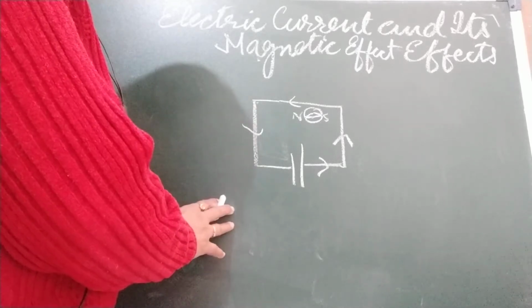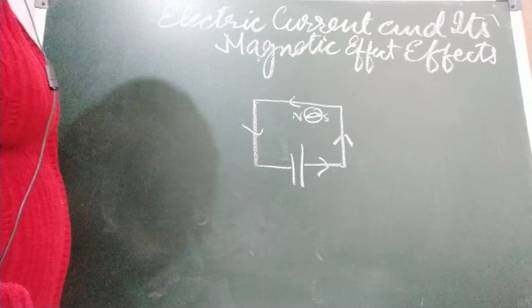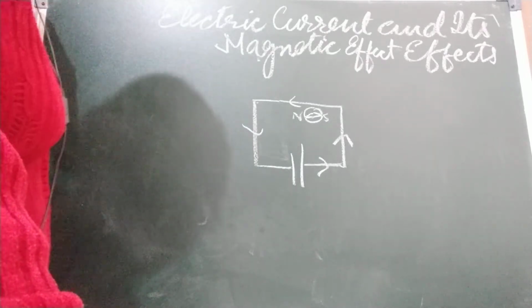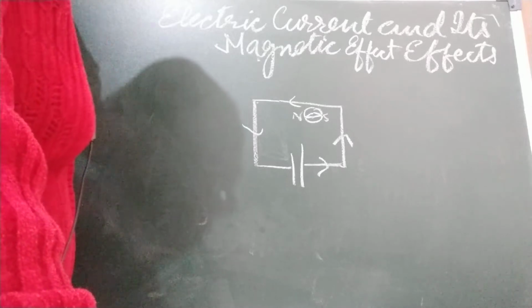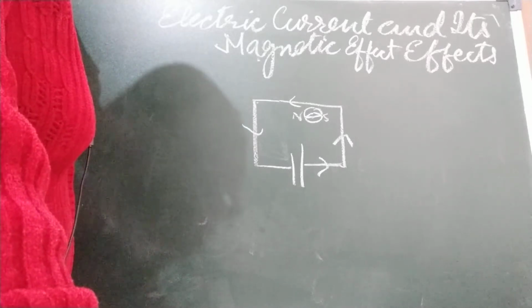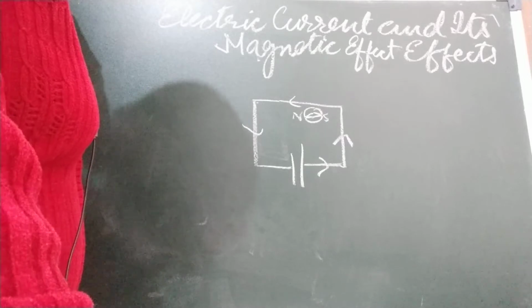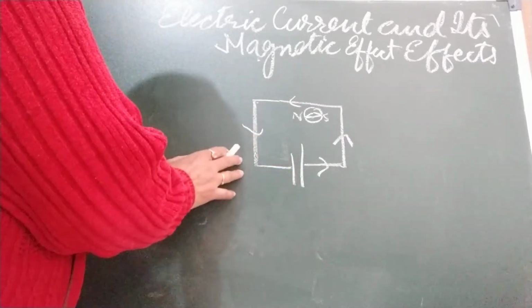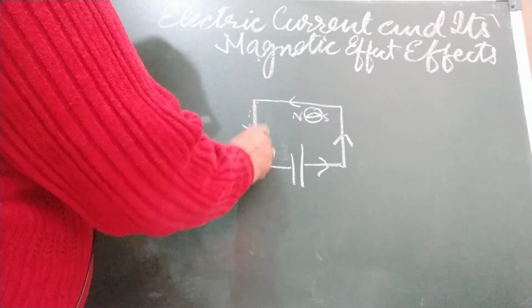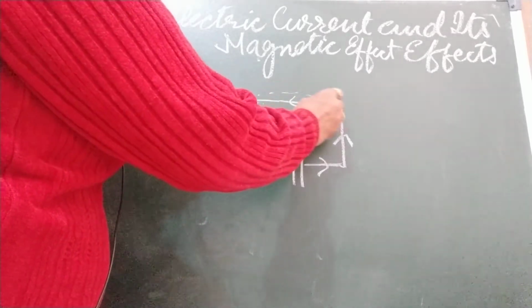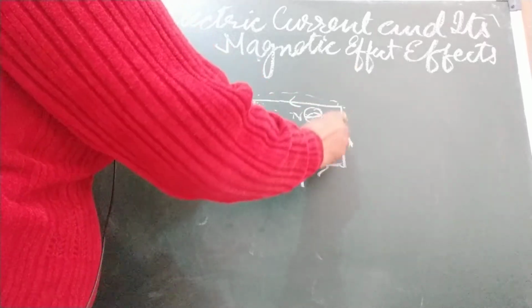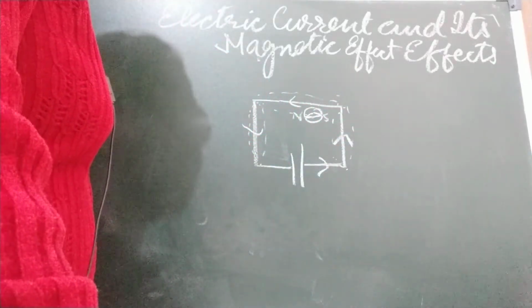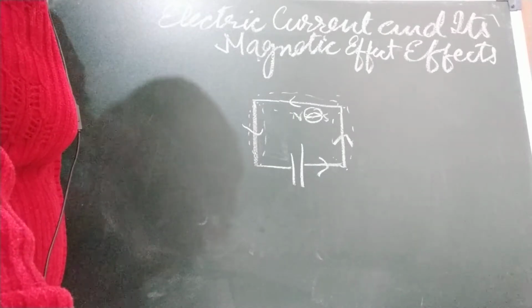This experiment was first performed by Ørsted in 1820 to show the magnetic effect of current, and what he concluded is that a wire carrying an electric current possesses a magnetic field around it. It makes the magnetic field. Any magnetic needle or compass, if we bring it near, is going to be deflected.